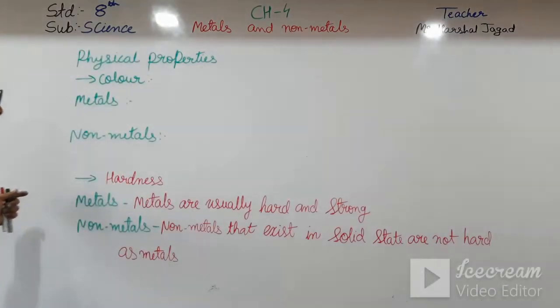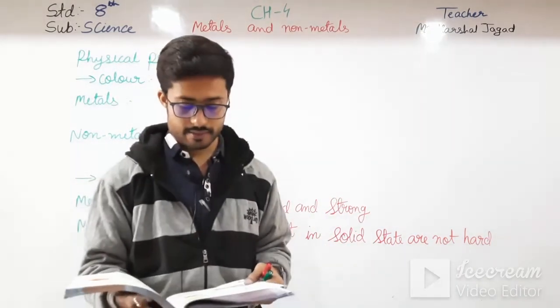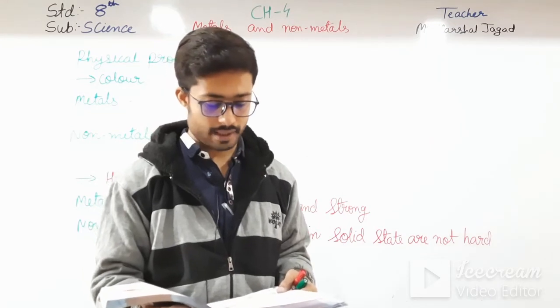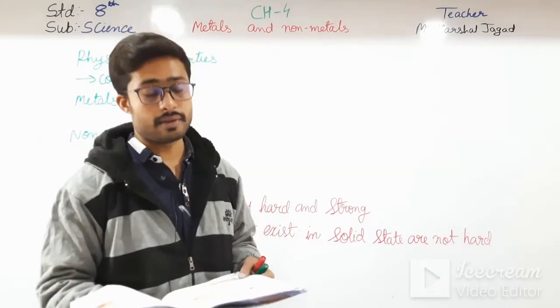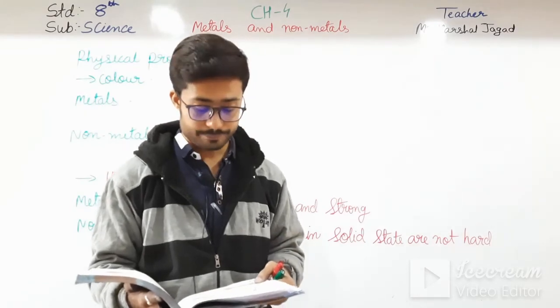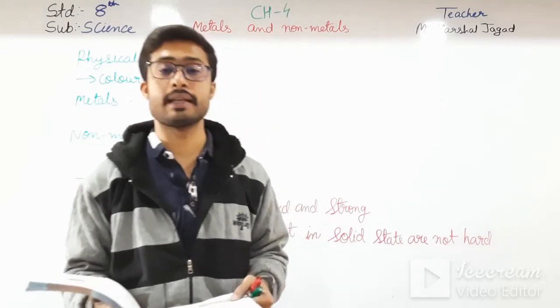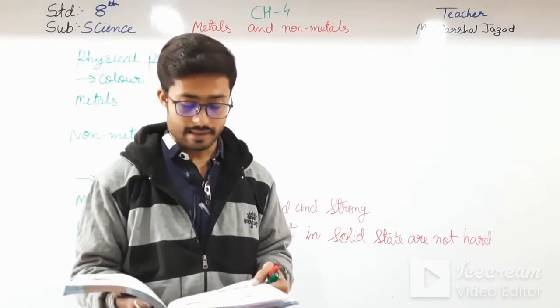Okay students, so this is the physical property, that is hardness. The diamond is the hardest naturally occurring substance on the earth. Here I am just reading it. Metals are usually hard and strong, with some exceptions such as sodium and potassium, which are so soft that they can be cut with a knife. So here in the metal there is an exception, that is sodium and potassium, and in non-metal there is an exception, that is diamond, which is the hardest naturally occurring substance on the earth.